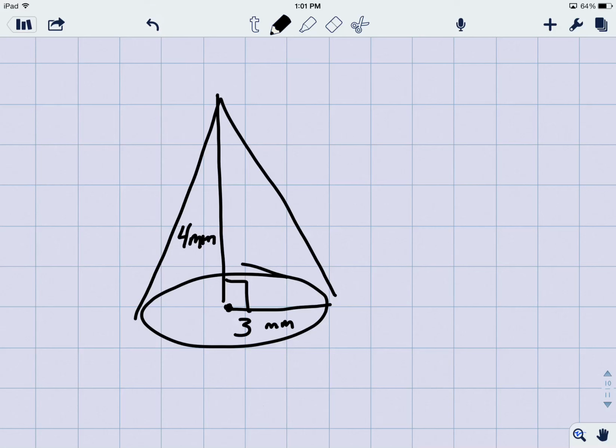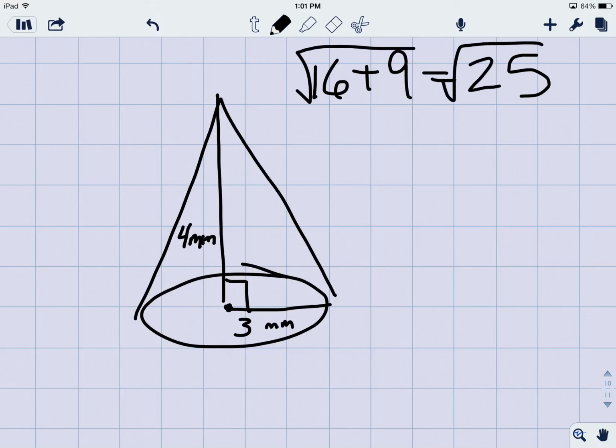To find the slant height, we're going to have to use good old Pythagoras' theorem. We have to find the hypotenuse. How do we go about doing that? Marisol: 4 squared plus 3 squared equals c squared. What do I have to remember to do? Square root. So we square root here. The actual distance there is 5 millimeters.